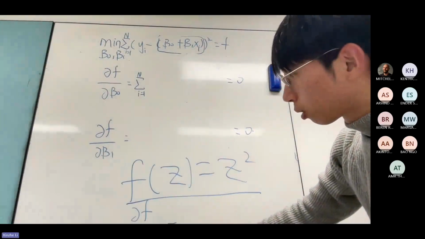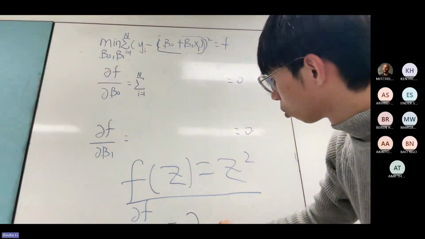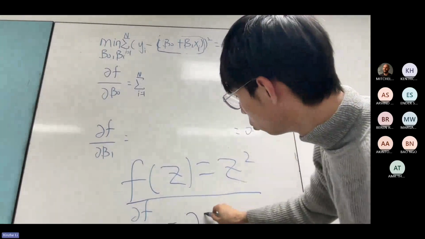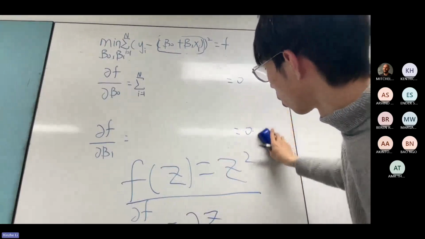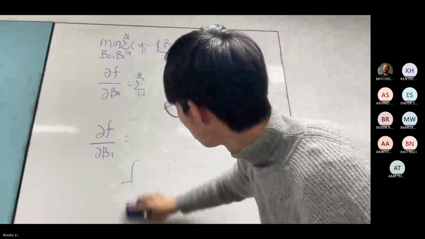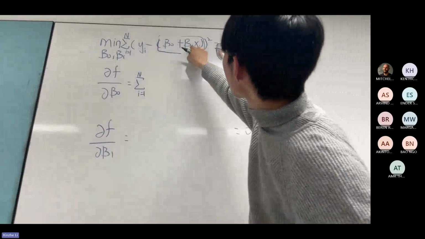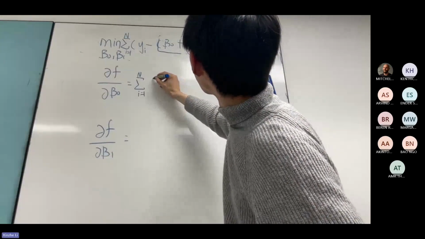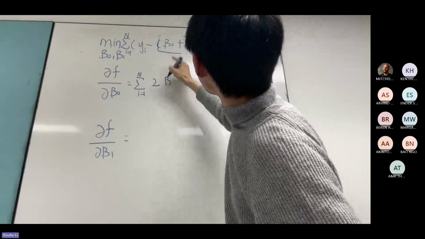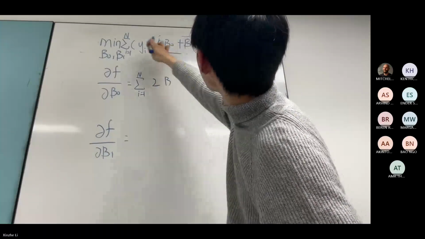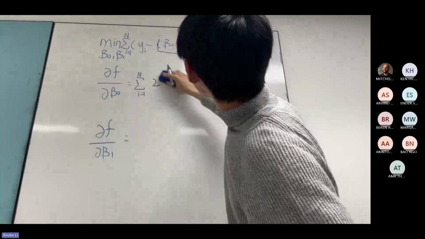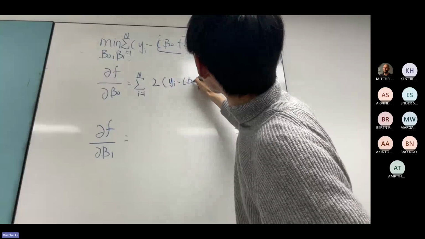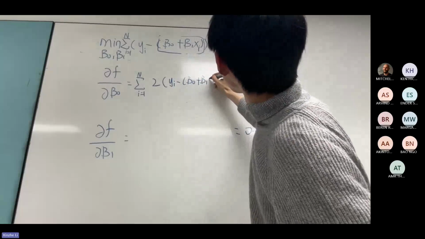Okay, so what's the result? No one knows. It's actually equal to 2z. This is called the power rule, if you remember from your statistics class. So this is z, and 2z is this: z is yi minus (beta 0 plus beta 1 xi).